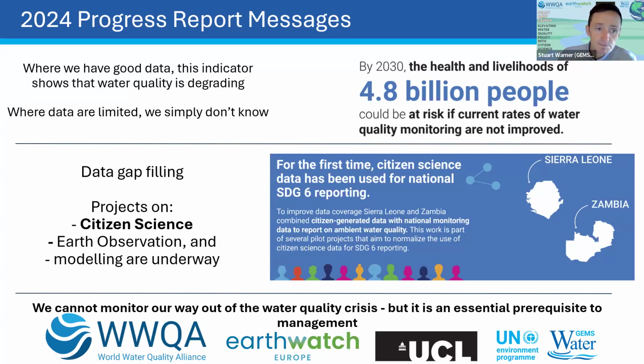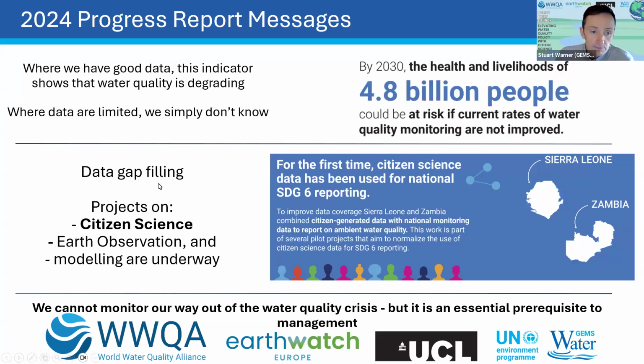So what this means is that, realistically, because of this lack of monitoring, we estimate that by 2030, 4.8 billion people could be at risk in terms of their lives and their livelihoods because they're relying on these essentially unmonitored water bodies. But in those regions where we do have good data, where a lot of assessment is going on, it does appear that water quality is degrading. Despite all of these data, water quality still seems to be degrading.